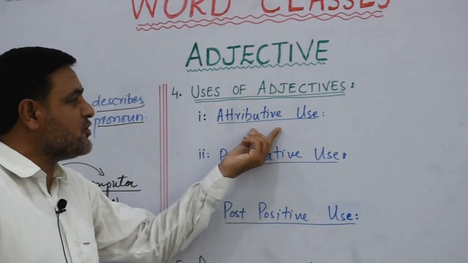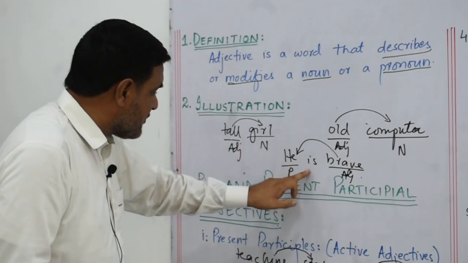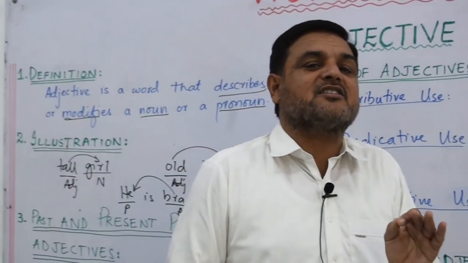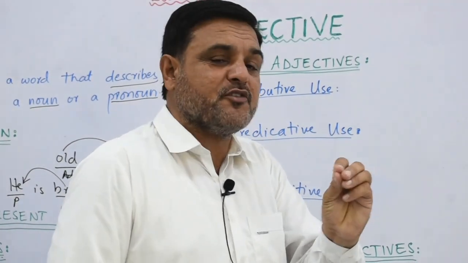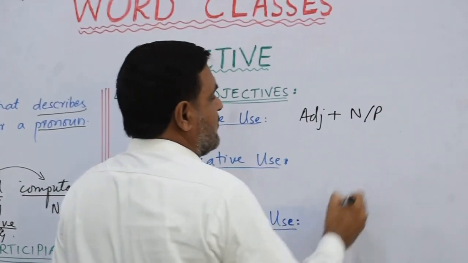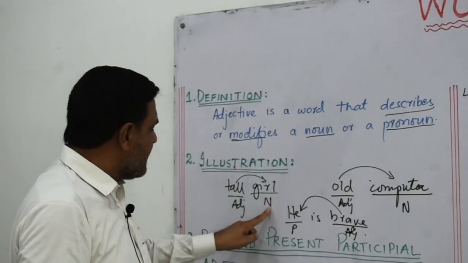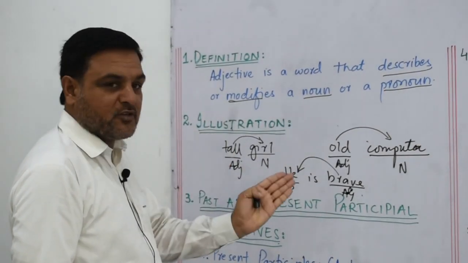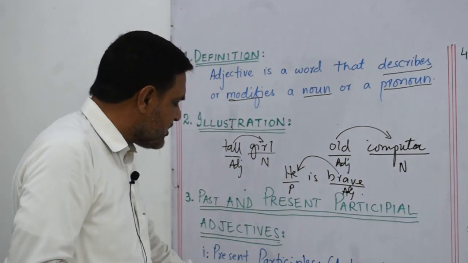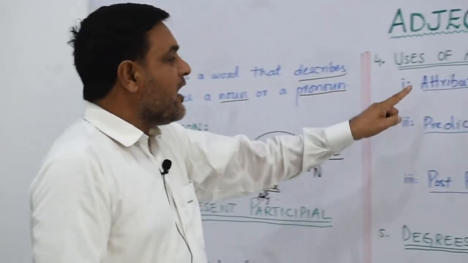And what are they? The first use of adjective is called attributive use. What is this use? All these examples, except for this one, were actually examples of attributive use of adjectives. What is attributive use? When an adjective is used before the noun or pronoun, that's called attributive use of an adjective. And we have this. See, it's a noun, and tall, the adjective, has been used before the noun. In the same way, old, which is an adjective, has been used before the noun computer. And in this example, teaching, which is an adjective, has been used before the noun staff. All of them are actually examples of attributive use of adjectives.